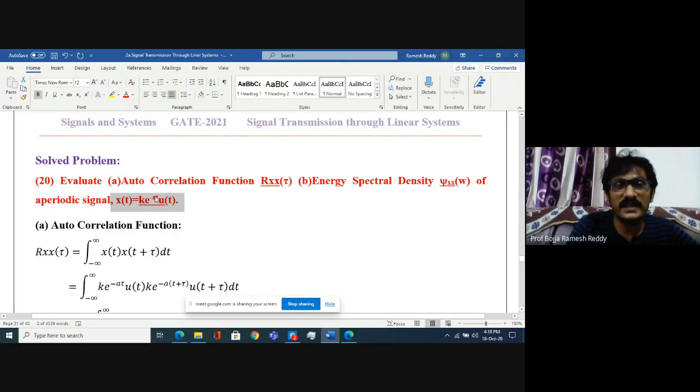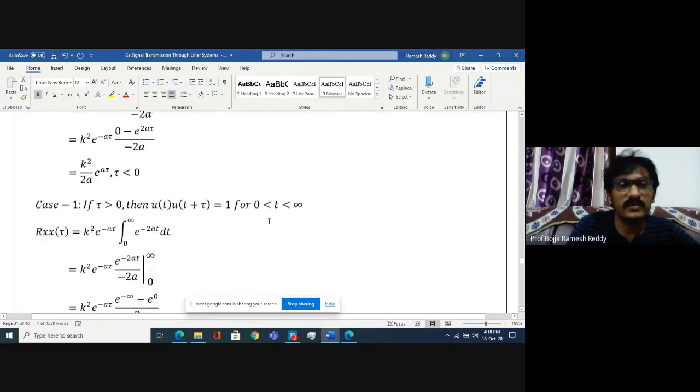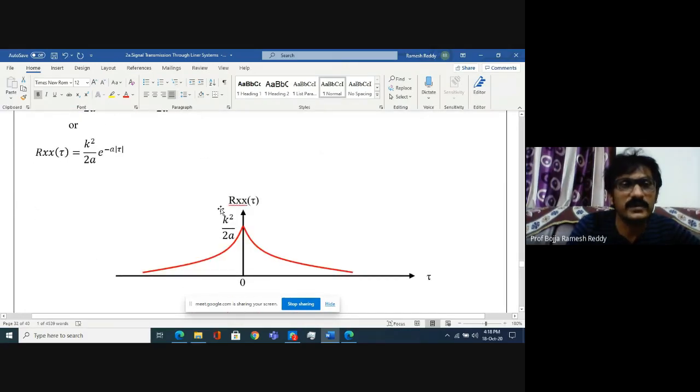It is a decaying exponential signal with an amplitude of k. The autocorrelation function of k e power minus at u of t is found by applying the formula and evaluating. Finally, we will get some answer. All of you know this answer. This final form is very, very important. Concentrate on this.